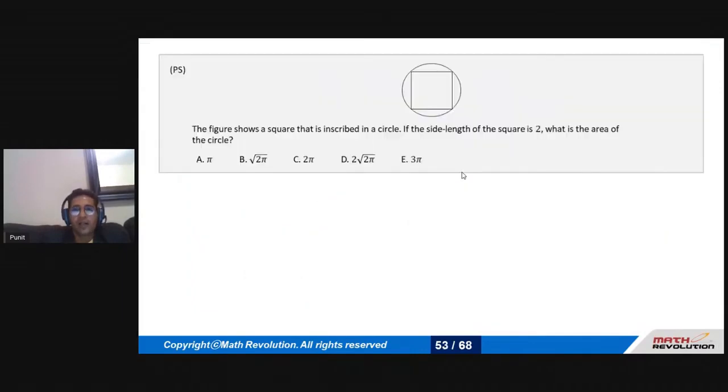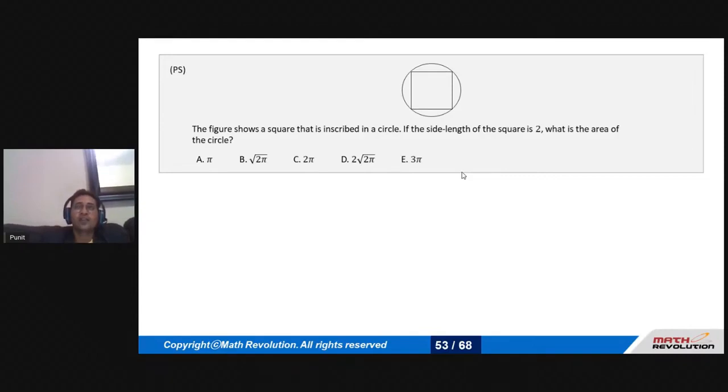Now let's go ahead and apply a question format here. The figure shows a square that is inscribed in a circle. If the side length of the square is 2, what is the area of the circle? Don't rush. Side length is 2, diameter 2, radius 1, pi r squared is pi. Pi is also an option. Mark answer A, move ahead.